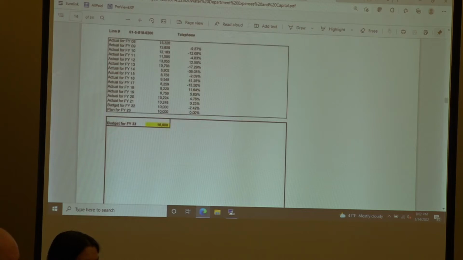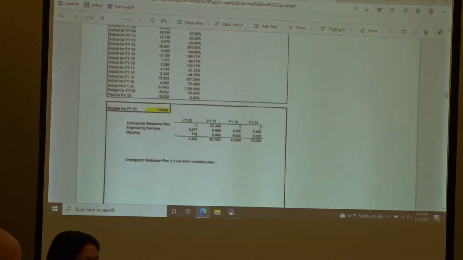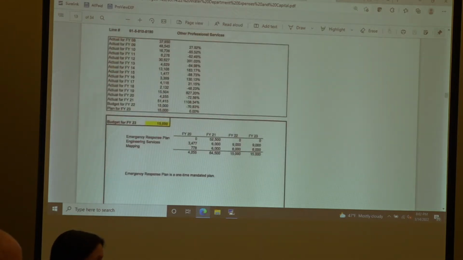Yes, sir. Question on that one. The actual in '21 was 51,000. Why such a reduction? If you see on the breakdown, the emergency response plan was a one-time mandated plan through EPA, and that was that expense that showed up in that calendar year, fiscal year.